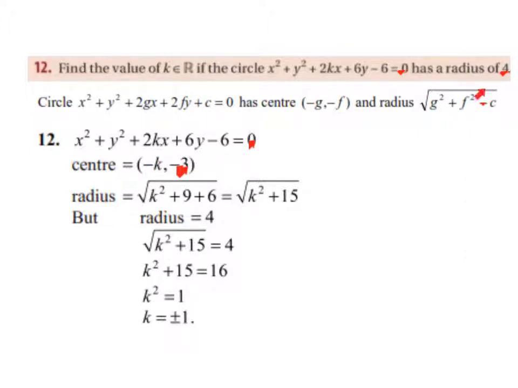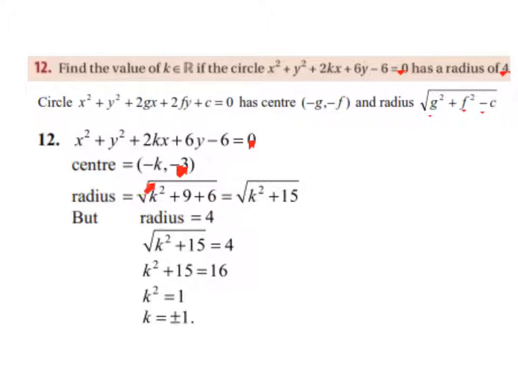We're going to take our radius formula, which is the square root of g squared plus f squared minus c. We swap the g for minus k, so we have minus k squared, which is just k squared. We swap the f for minus 3, so we have minus 3 squared, which is positive 9. And then we swap the c for minus 6. So we have minus minus 6, which is positive 6.